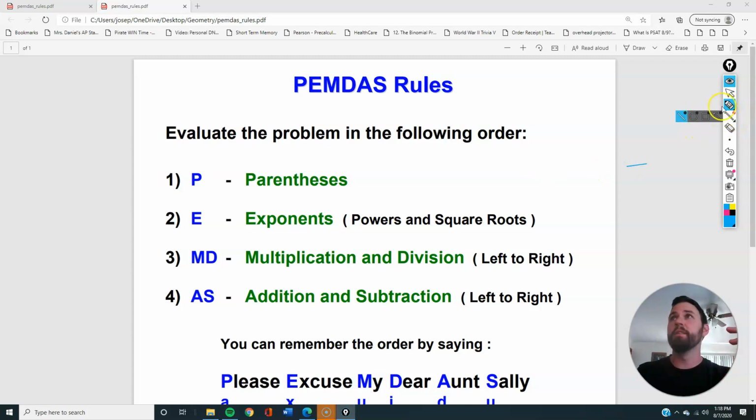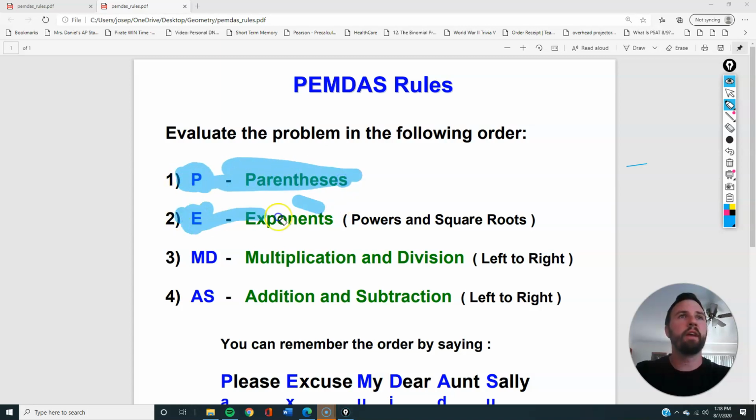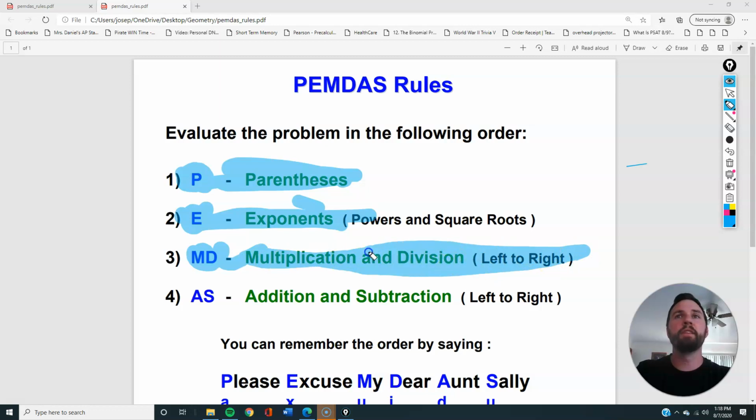A quick reminder of what your order of operations are. PEMDAS, please excuse my dear Aunt Sally. That means when you are doing an algebraic or arithmetic problem, this is the order to do them. You always have to look at your parentheses first, what's in there. Then you look at your exponents. Then you go multiplication and division. Now, multiplication and division are equal, and addition, subtraction.